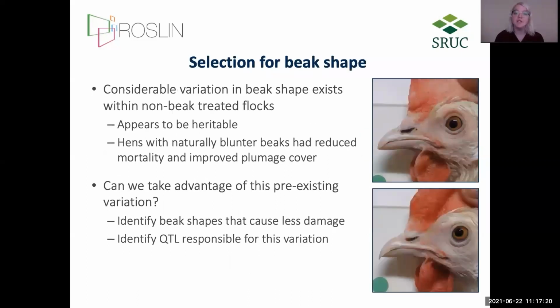Substantial variation in beak shape exists within non-beak treated laying hen flocks, and beak shape appears to be heritable. So the question that serves as the basis of my PhD project is, can we take advantage of this pre-existing variation and identify beak shapes that cause the least damage when birds engage in severe feather pecking? And then from there, can we identify quantitative trait loci that are responsible for this variation?